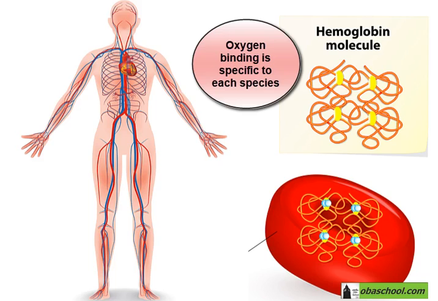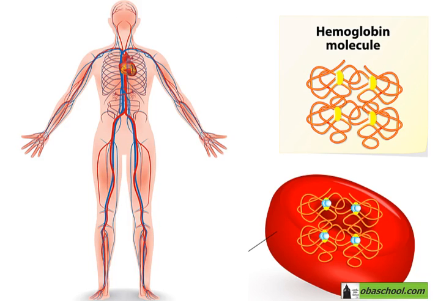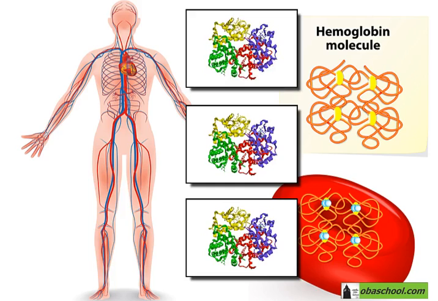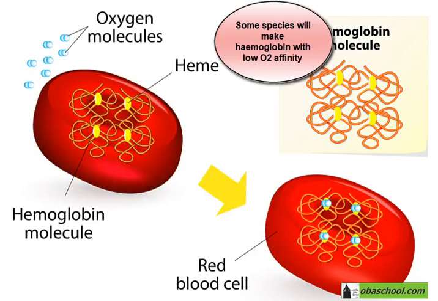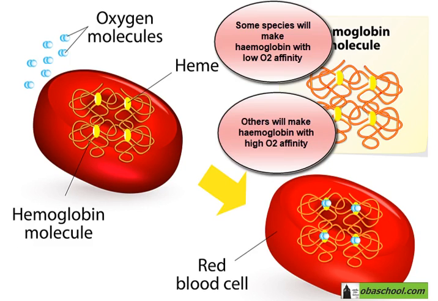So depending on the structure of hemoglobin, we have a range of different affinities for oxygen. Some species will produce hemoglobin that has a low affinity for oxygen, and others will produce hemoglobin that has a high affinity for oxygen, and so on.